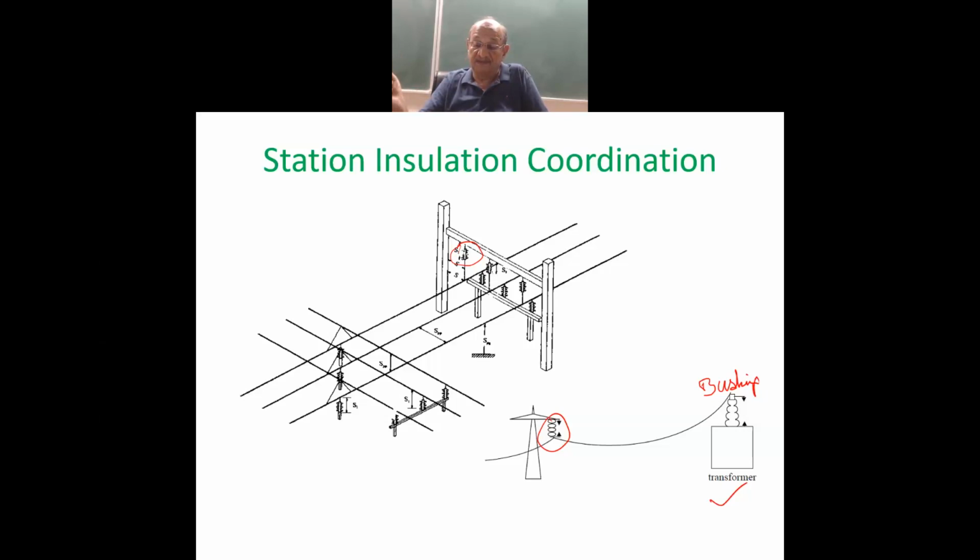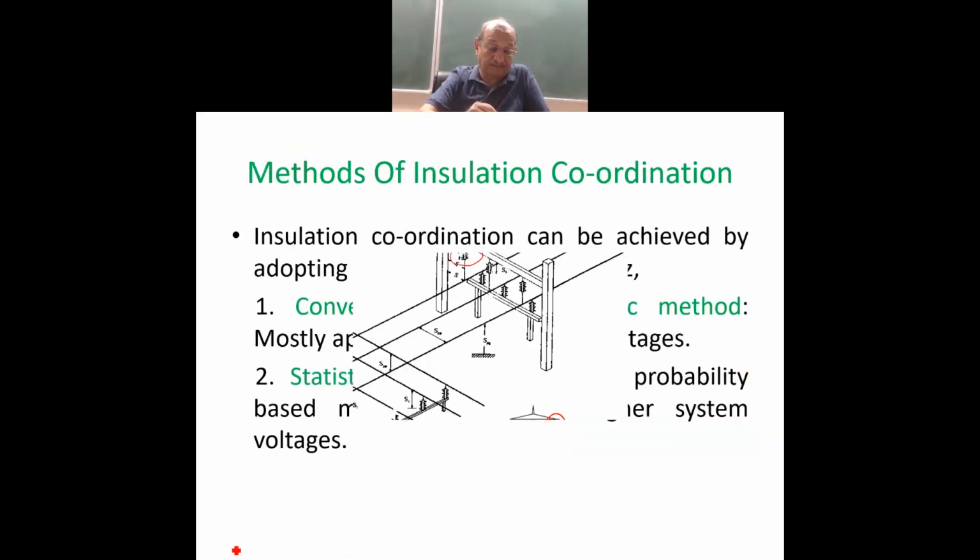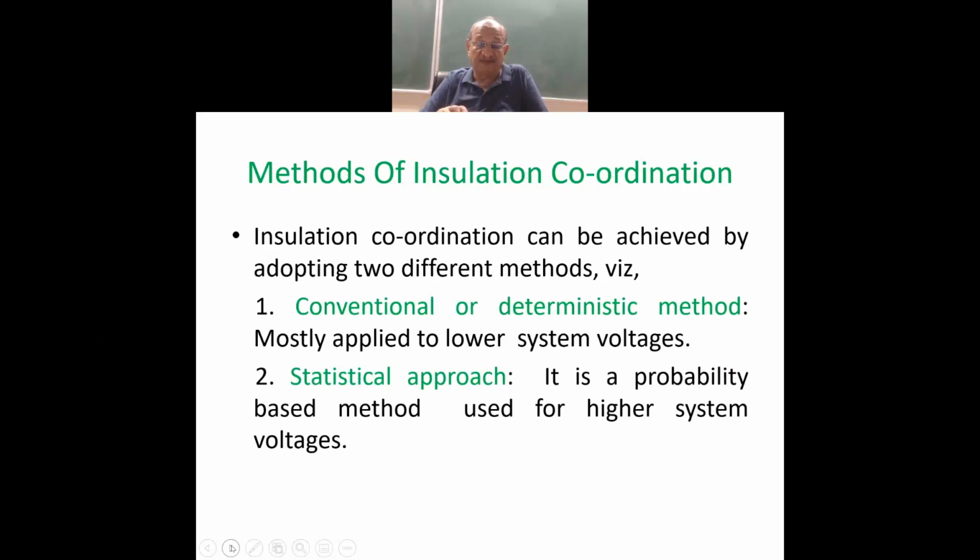The bushing is also provided with these rod gaps or horn gaps, so that the bushing insulator is protected when a flash occurs in air, not over the bushing insulation. The bushing insulation is protected with the help of these horn gaps. This is a very common and most simple method of insulation coordination that we have discussed.